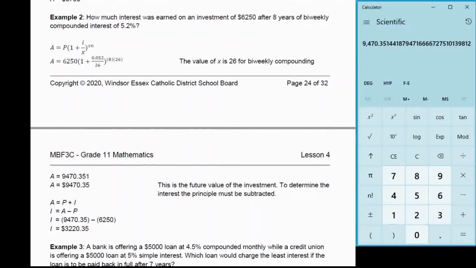But we're asked how much interest was earned. So this is how much our investment is worth. To find out how much interest is earned, we have to subtract the principal. So we have $3,220.35 is how much we earned from that investment.